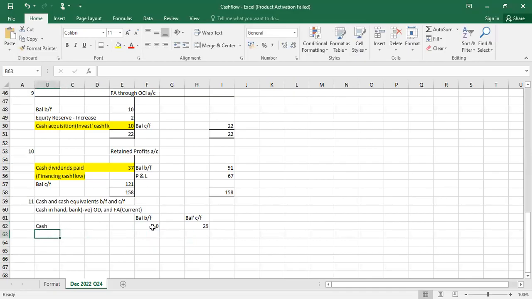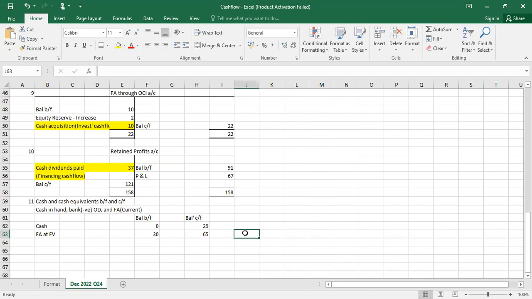In addition to this, under the same current assets, we have the financial assets at fair value. These ones are current, and so they are considered cash equivalents. At the start of the year, we have 30. And then at the end of the year, we are told we have 65.